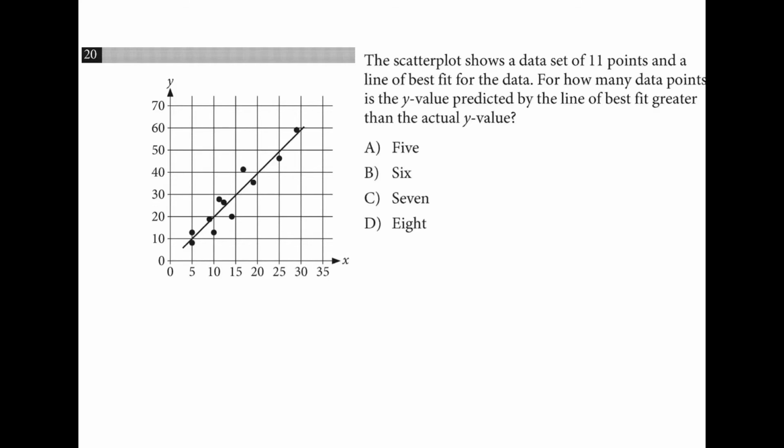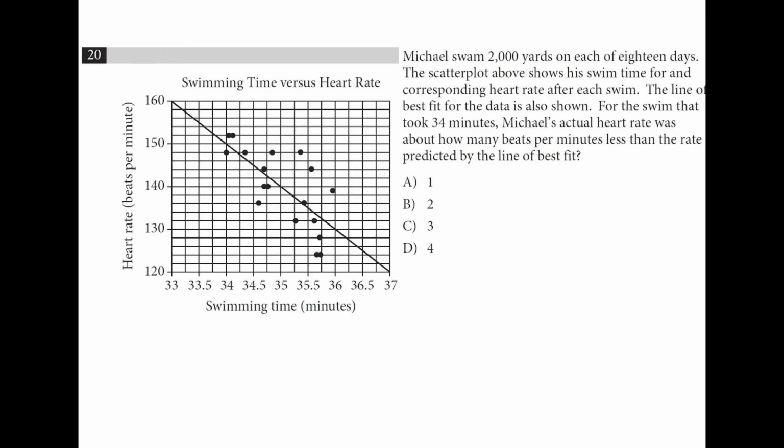For this line of best fit, how many data points is the Y prediction greater than the actual? So the actuals here are below the prediction for 1, 2, 3, 4, 5 points. For a swim that took 34 minutes, the actual is how much less than the prediction? So here's 34. If I follow that up, the actual is right here, 148, and the predicted is right here, 150, so it's the difference of 2.